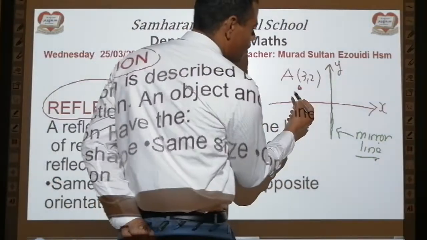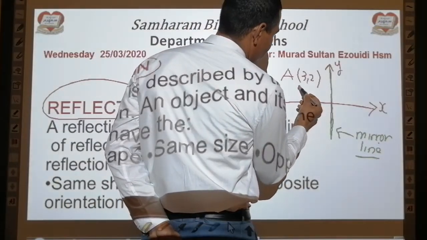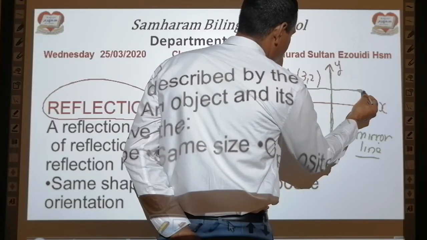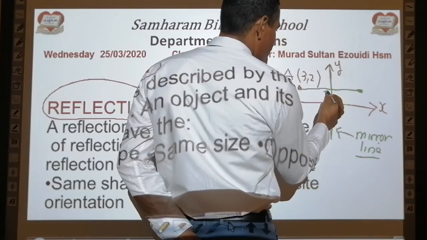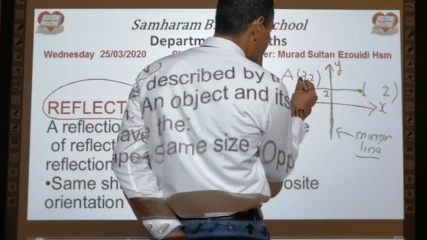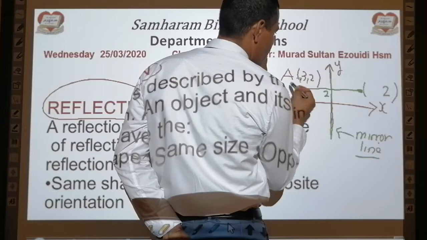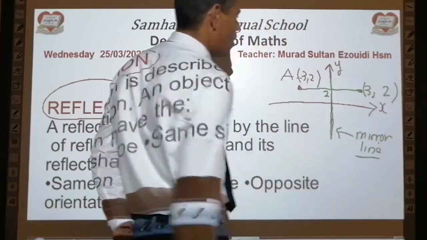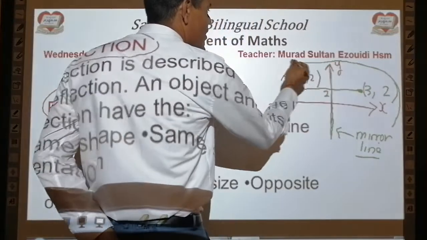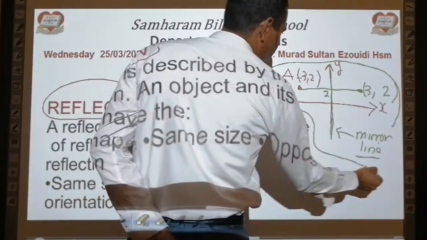So, you should keep the same distance. The same distance. So, this one, my kids, this is 2. We keep 2 as it is, the y. But this is negative 3. So, this one is, okay? This is called the reflection of a point.